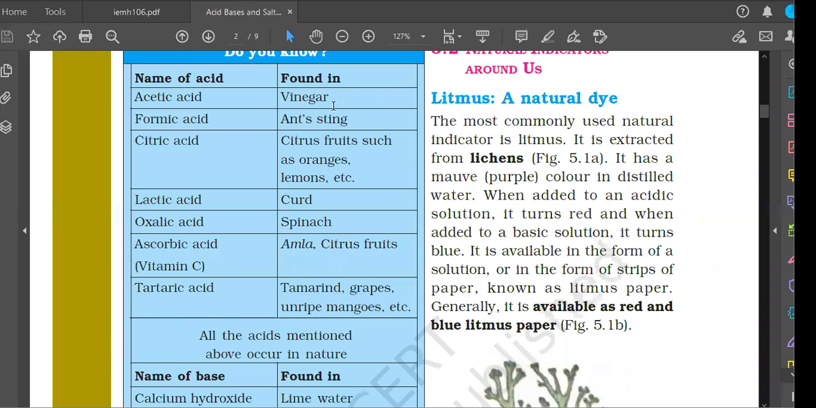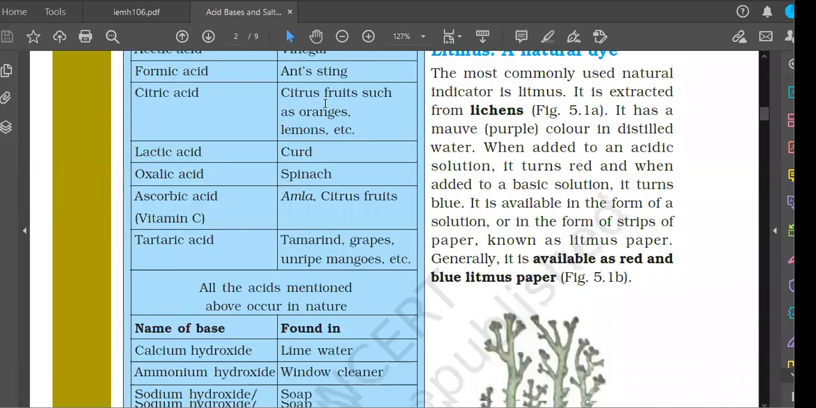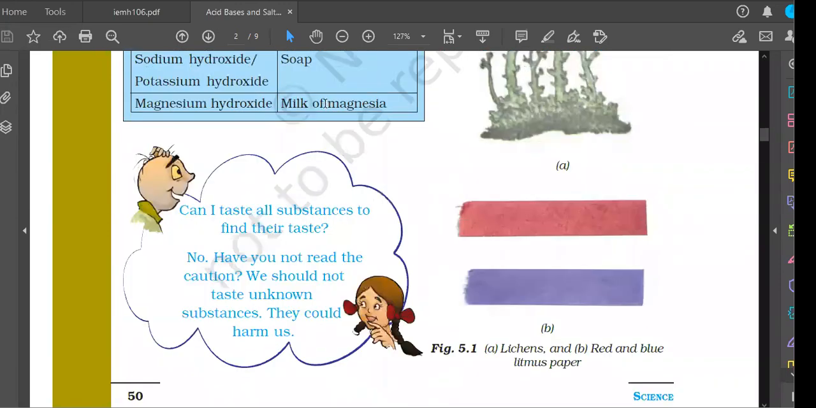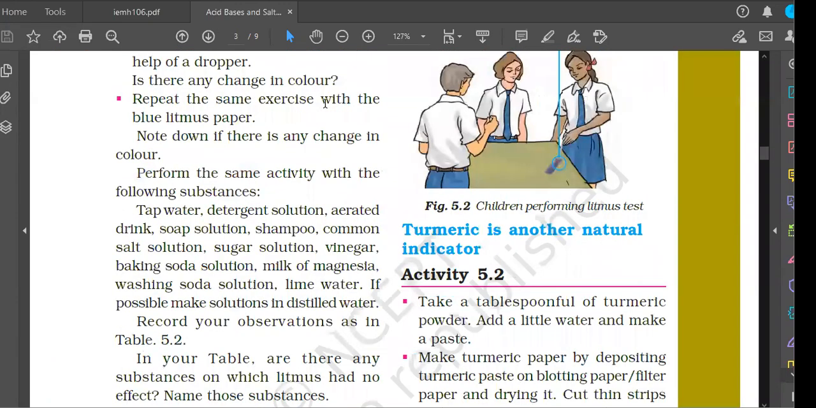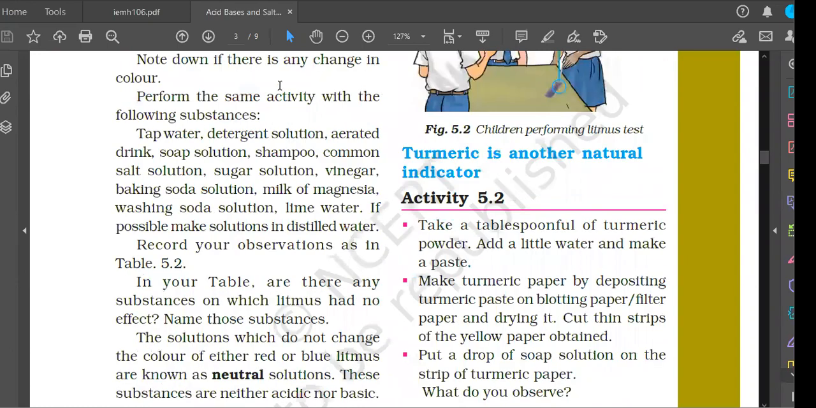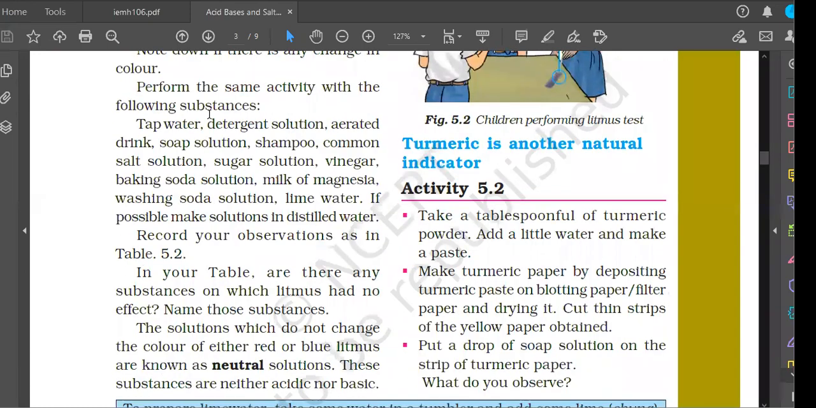So yeah, we studied these things. You can just test your litmus paper with different kinds of substances. If it doesn't change color either to red or to blue, if red litmus is not changing any color and blue litmus is also not changing any color in some substance, then that substance is neutral.